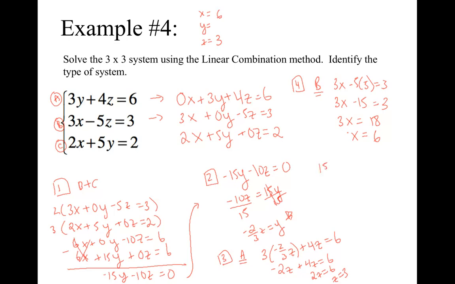And then in my fifth step, I need y, so I'll go to C. I'll use C. And I've got 2 times x plus 5y equals 2. 12 plus 5y equals 2. Subtract 12. 5y equals negative 10. So is y negative 2?